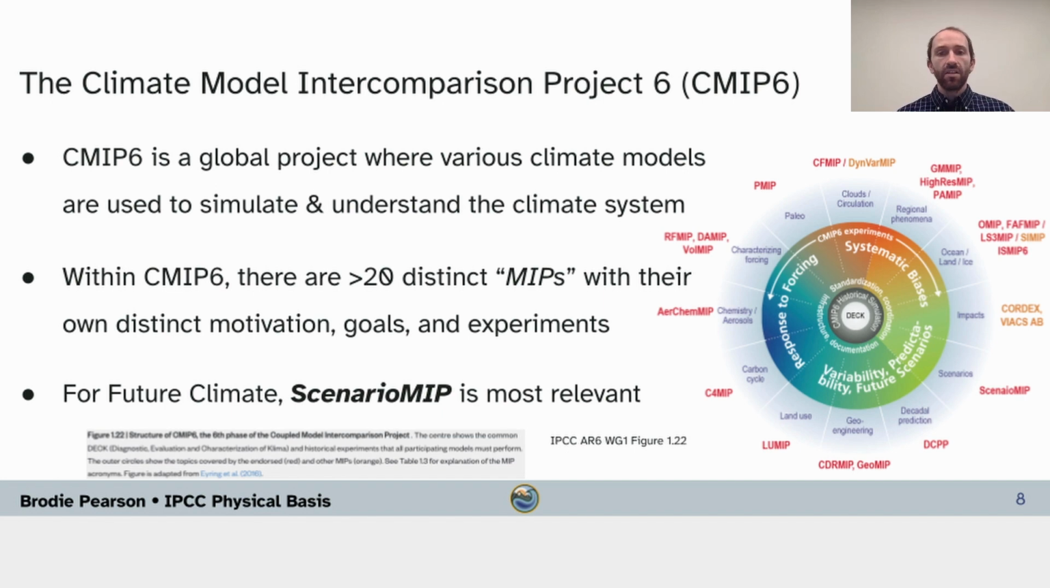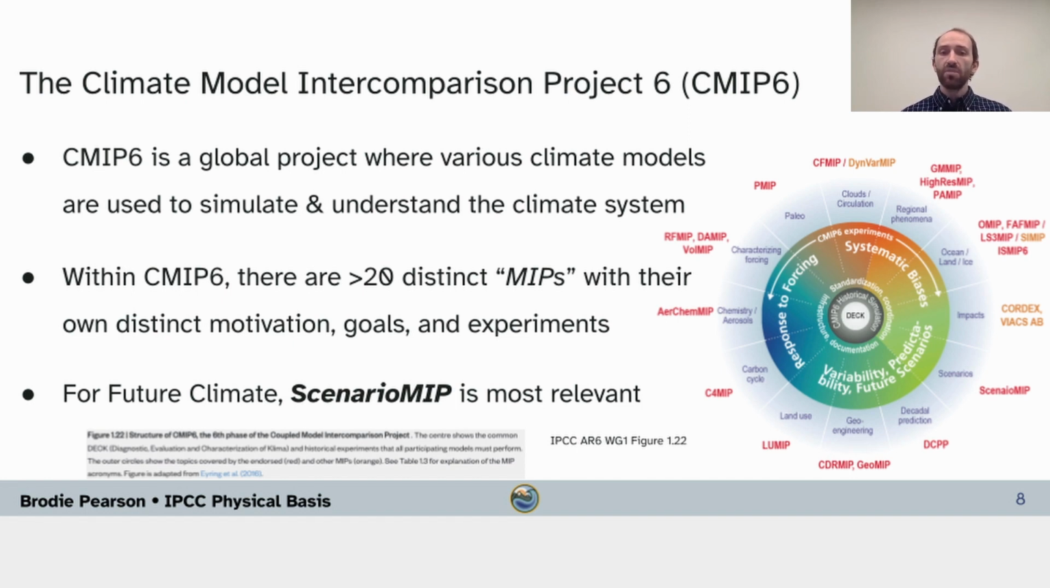Now, to talk about these scenarios, we first need to talk about CMIP6 more broadly, or the Climate Model Intercomparison Project number 6, which is the most recent one of these projects. So this is a global project that uses different climate models to simulate and understand the system. And within CMIP6, there are over 20 distinct model intercomparison projects, or MIPs, each looking at different goals and processes, ranging from the response of a system to different forcing, like volcanoes and aerosol chemistry, the biases that our models may have, and evaluating those.